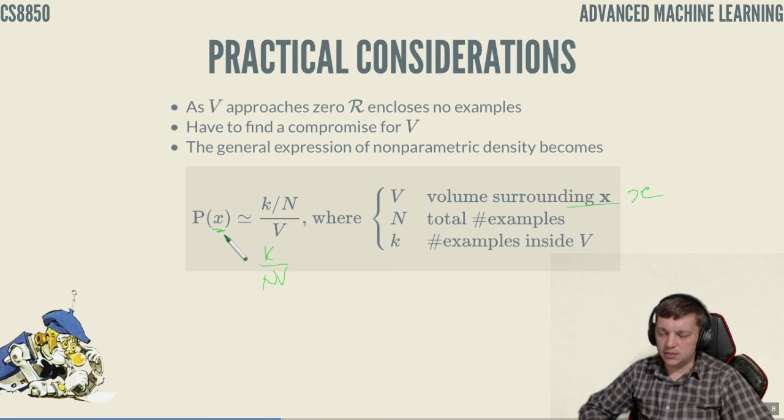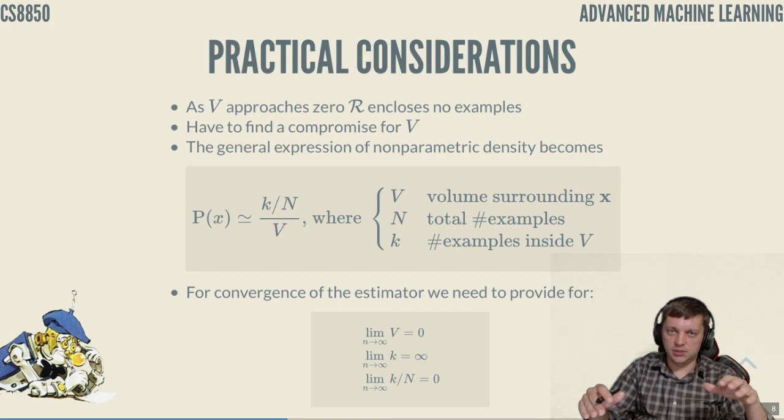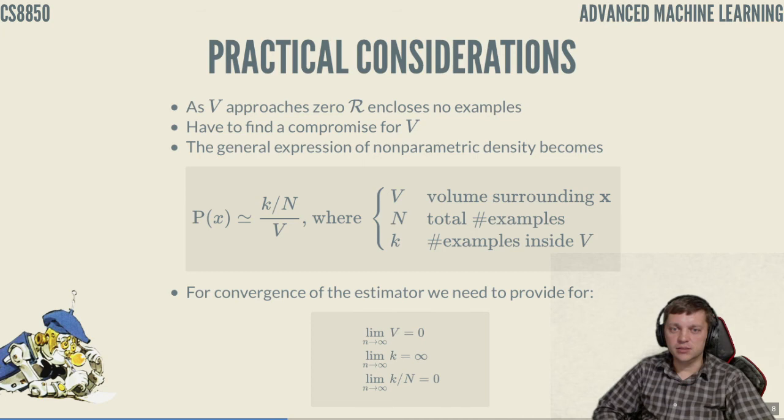So for convergence of this estimator, we need to provide for the following. The limit as n goes to infinity of volume should be zero. The limit of the number of points that fall within this volume should be infinity. And the limit of the ratio of k over n should be zero. That means the number of total samples is much larger, or grows much faster, than the number of samples that fell within the volume.